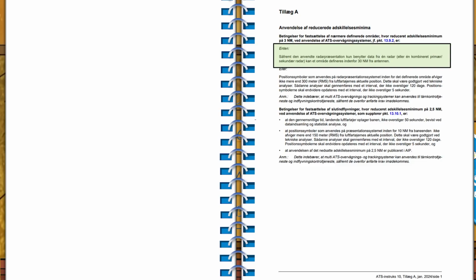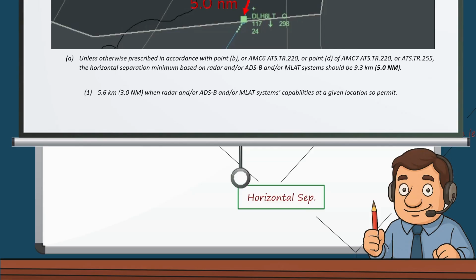Neither at speeds above 250 and altitudes above level 195. Just a minor detail. Read this ATS instruction for its full understanding if you can. So, long story short, the 3 nautical miles is applicable to all TMAs in Denmark, because you are always within about 30 miles of your airport. Hence, the so-called minimum of 5 miles is now actually for S3, 3 miles. That's a separation that may be used in our TMAs.